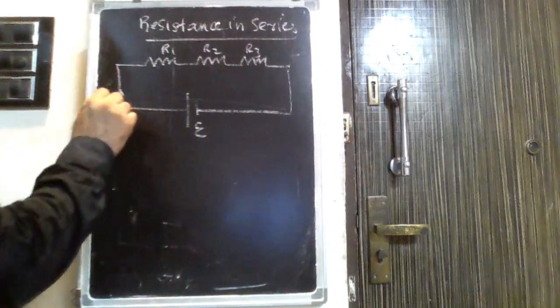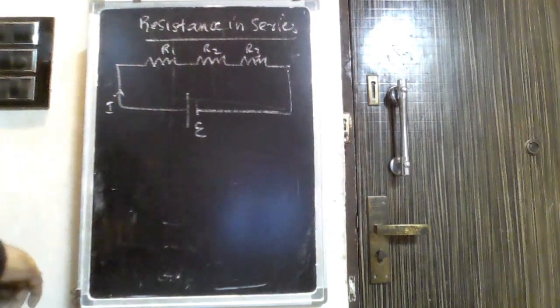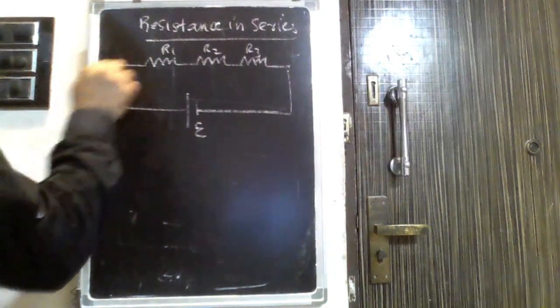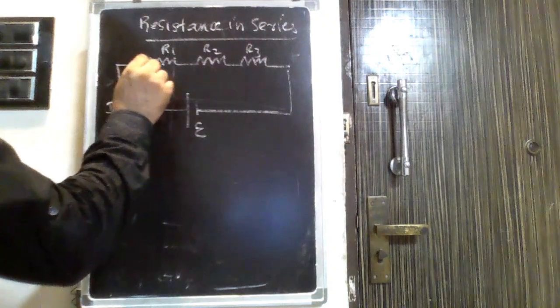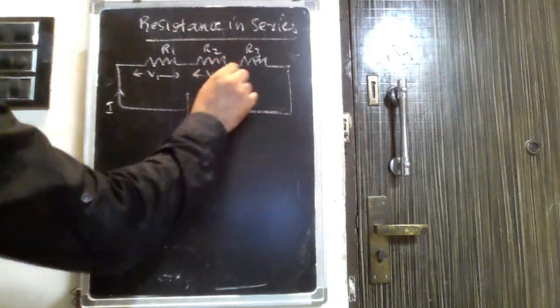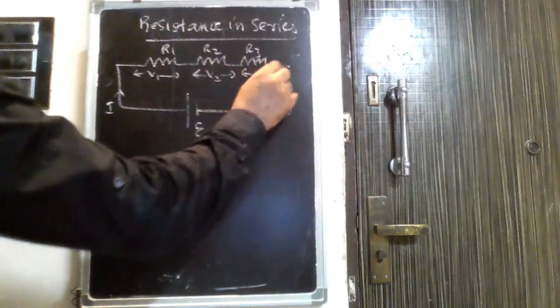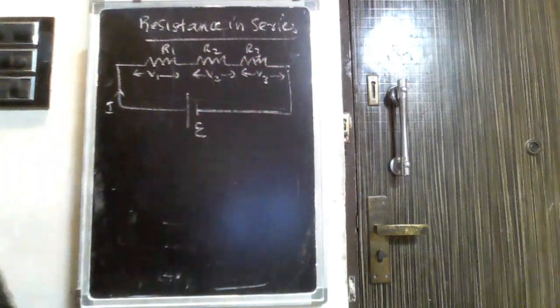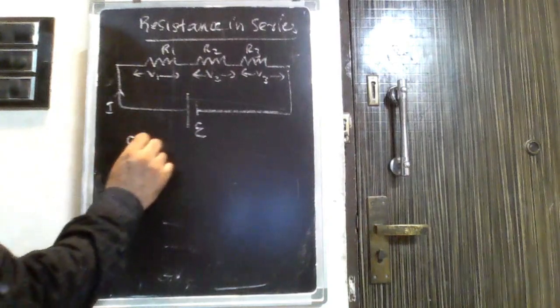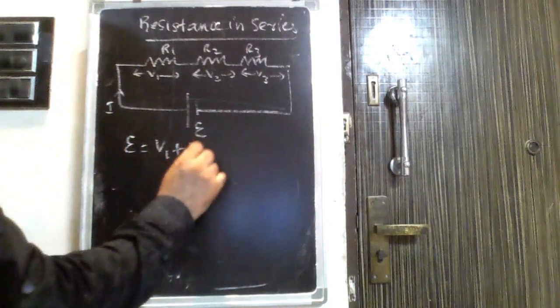So when you pass current through it, I just taught you EMF, terminal voltage and voltage drop, so it's easy to understand now. Current flows to the first resistor. There will be a voltage drop across the first resistor, V1. There will be a voltage drop across the second resistor, V2. And a voltage drop across the third resistor, V3. If I had an internal resistance, I'd have a voltage drop there also. Let's have only these three. So my total EMF of the cell will be V1 plus V2 plus V3. So it's very easy now.